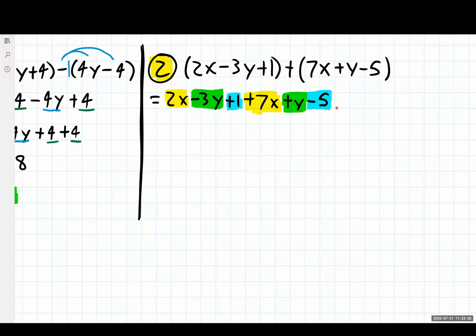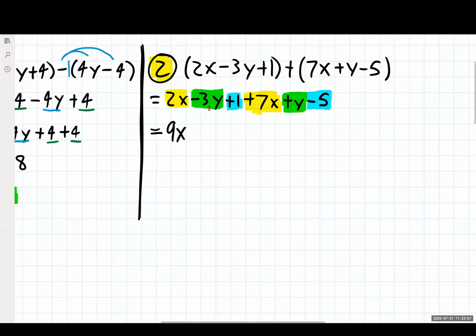Now, you're welcome to use this bit of color coding with highlighters and things like that. You don't have to. Just want to show a different option that some people like to use. I'm now combining like terms. I have the 2x plus 7x. Only the coefficients, the big numbers in front, add together. The variables and the variable exponents stay the same. So this combines together to give me 9x.